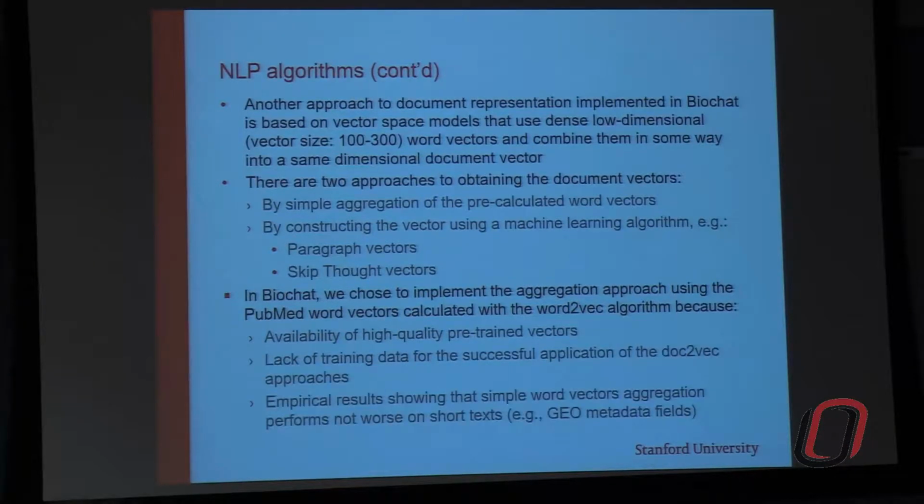So in Biochat, what we did was we took the lead of the guys who created the PubMed vectors, and we used Word2Vec. The reason is threefold. One is availability of high quality pre-trained vectors, again from the team that already did this. Also lack of training data for the successful application of doc2vec approaches. You'd be surprised, not that much has been done on that.